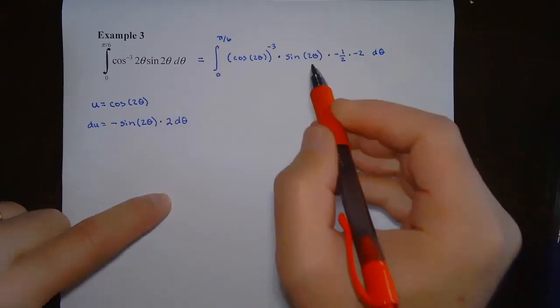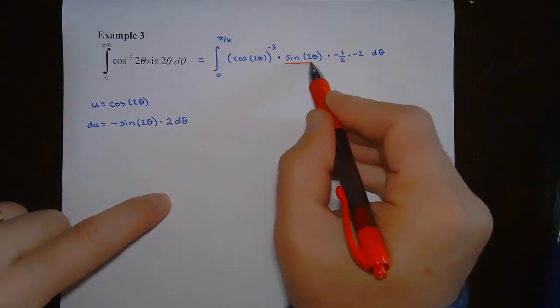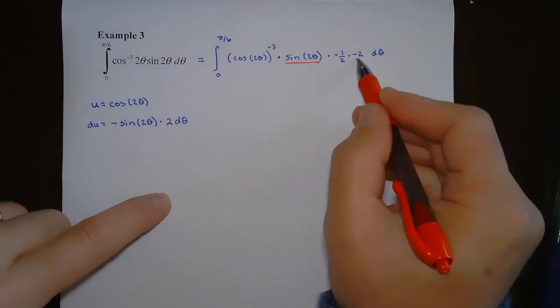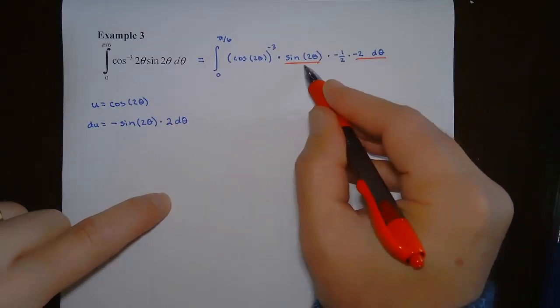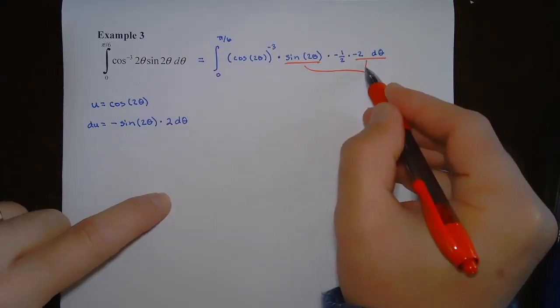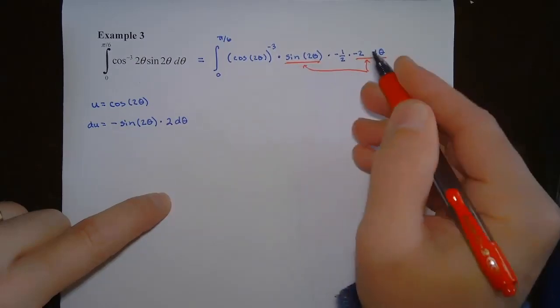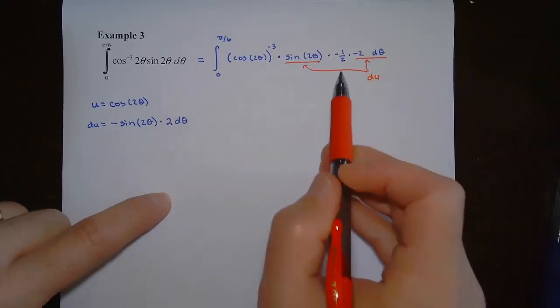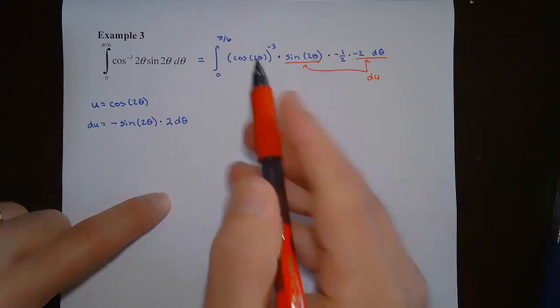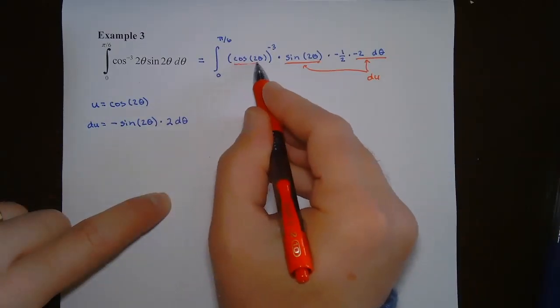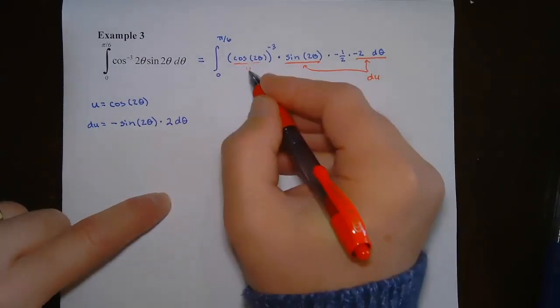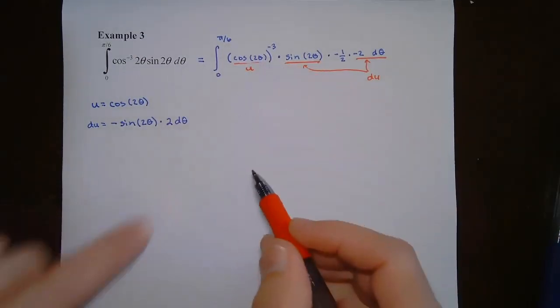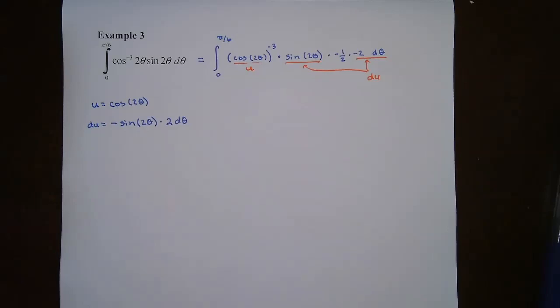Okay, so the sine 2 theta right here, along with the -2 d theta, that's going to make up my du, right? Yes, I was right, du. This -1/2, we really don't need. And then this part right here, this cosine 2 theta is going to be my u. So this is going to be my u. And so really what's going to happen is this is going to become u to the -3. We're going to have to integrate u to the -3. That's a pretty easy integral to do, okay?